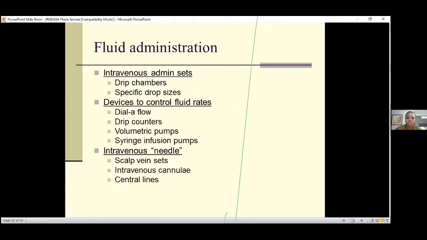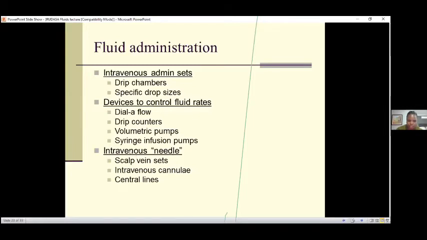Then on fluid administration, we've got quite a number of nice things that we can use to administer fluid, which I know most of them are not there in the peripheral hospitals. That is the drip chambers, the specific drop sizes, the devices that control fluid. I know there is a diarrhea flow, where you cannot be really sure you are giving the actual amount. It's not a pleasant way of giving fluids, especially in the deep rural areas, as opposed to the cities where they've got those nice pumps and all the things that are really nice to give fluids.